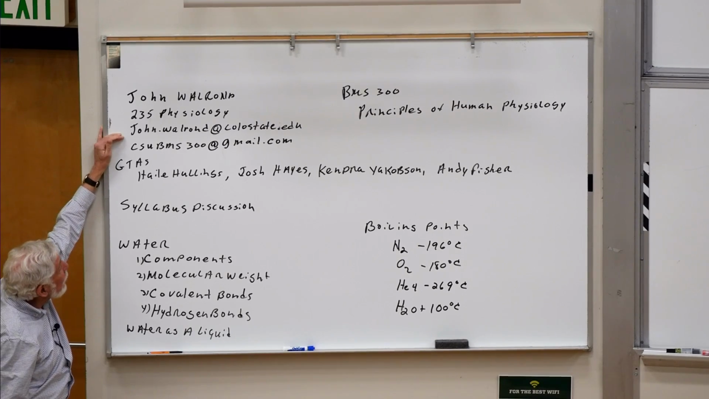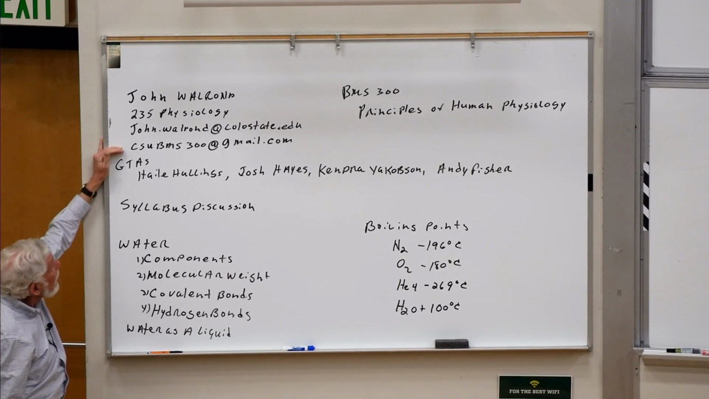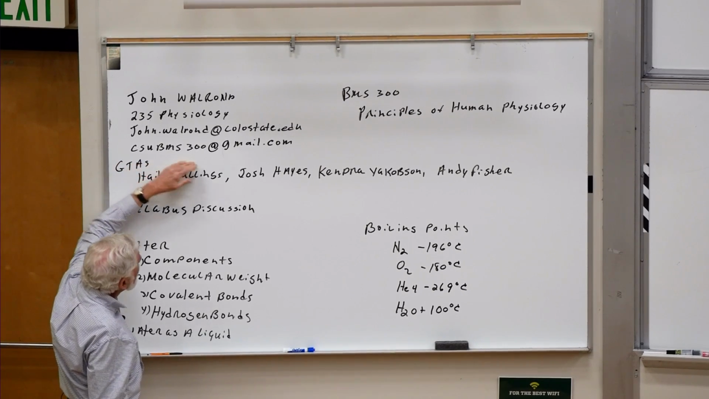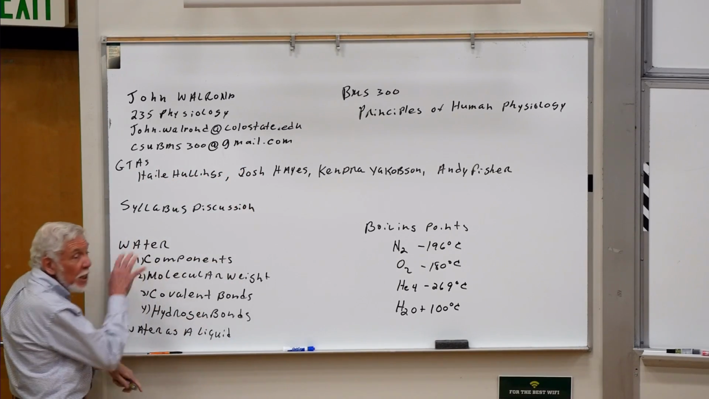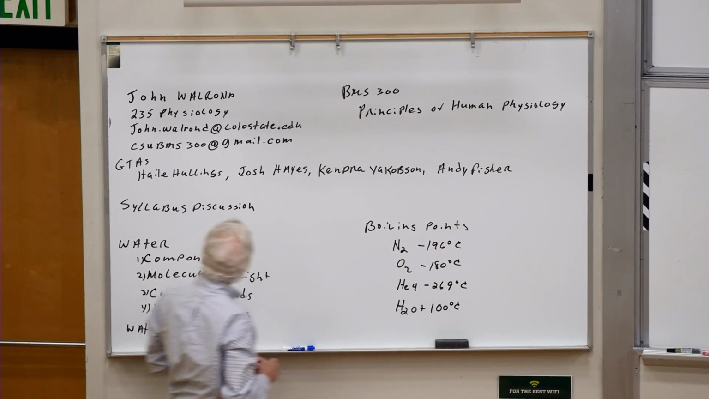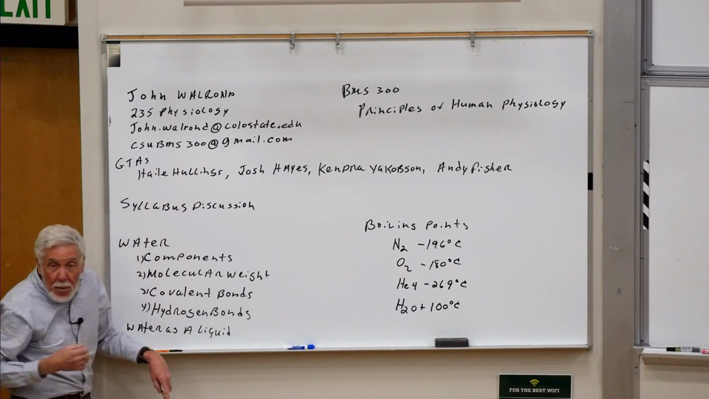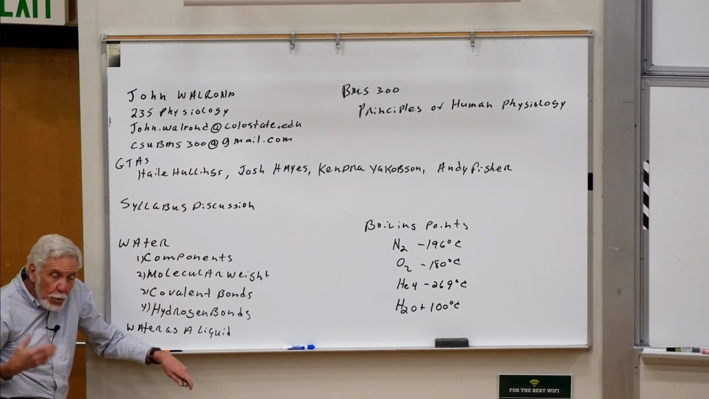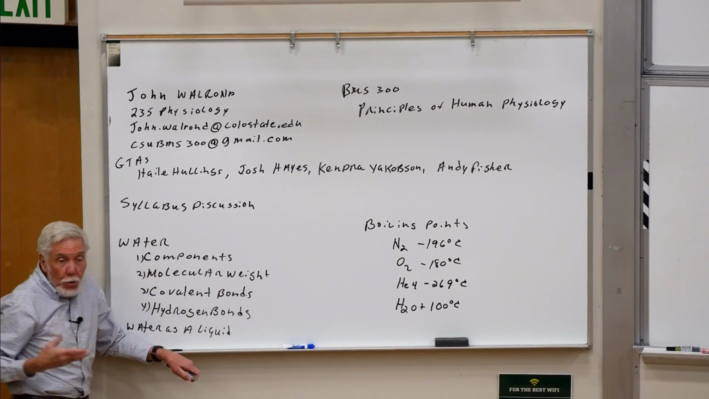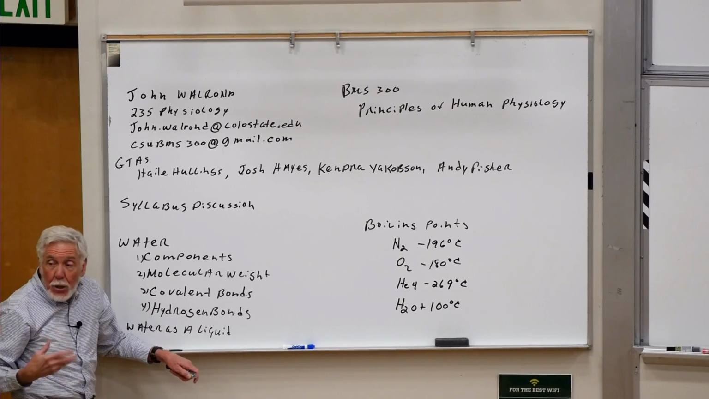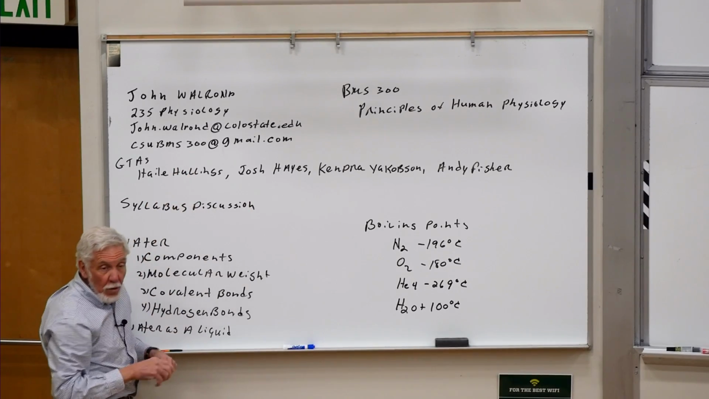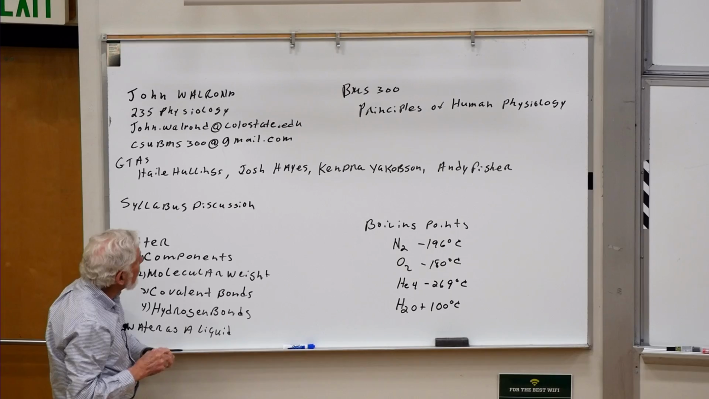My email address is john.walrond@colorado.edu, but a good way to get in touch with the GTAs is through csubms300@gmail.com. There are 4 GTAs for this course: Haley Hullings, Josh Hayes, Kendra Jacobson, and Andy Fisher. We set up this email address a couple of semesters ago now, and it works pretty well. If you simply send an email to this address, these 4 GTAs will be monitoring it, so you don't have to get in touch with each of them individually. Just go to this address, and you'll get a response from one of the 4. That way it distributes the load a little bit better.